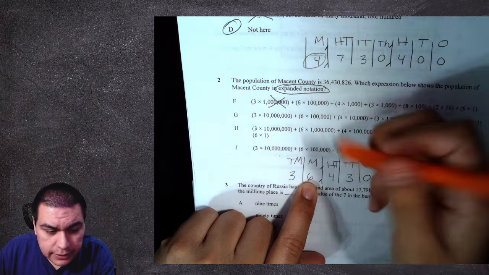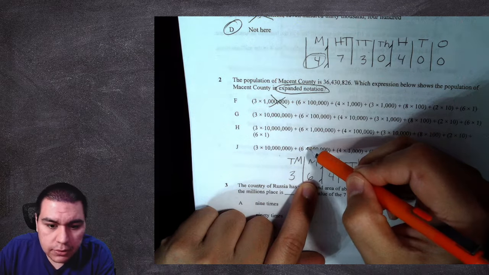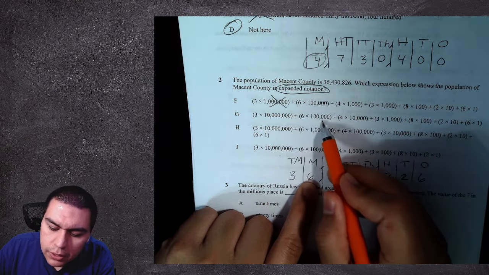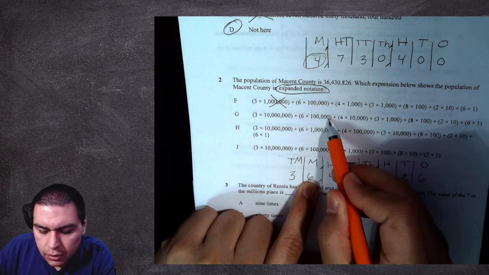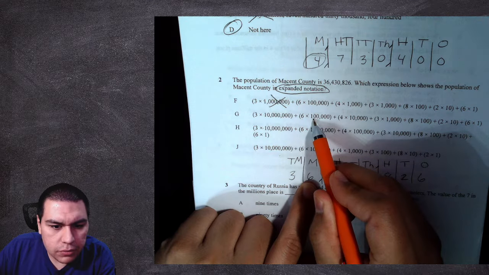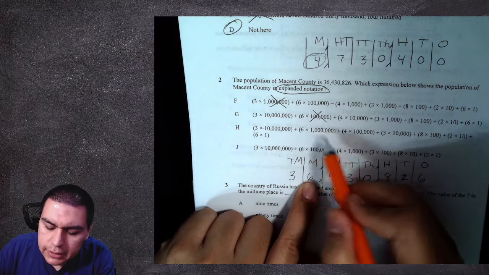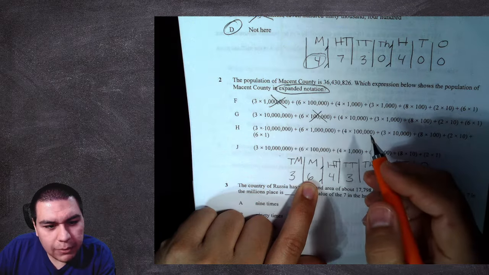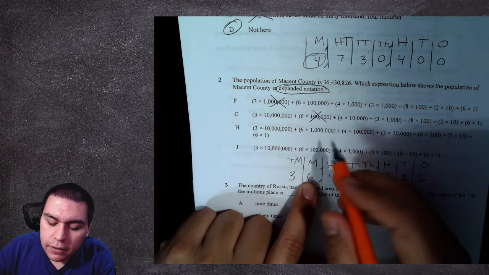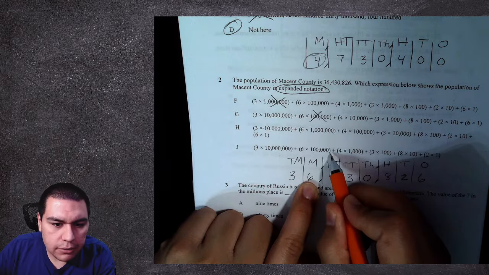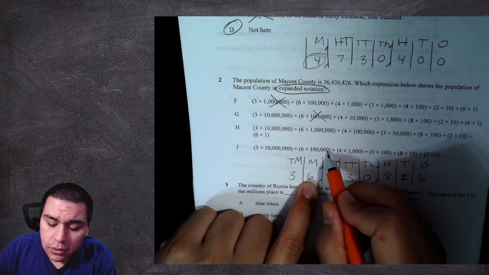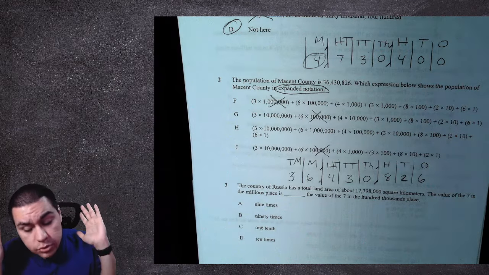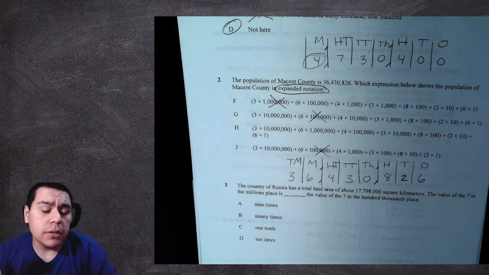Let's check all my answer choices. 6 times. Let's check how many zeros they use. 6 times 100,000. Oh, that's very close, but there's only 1, 2, 3, 4, 5 zeros. 6 times 1 million. If I check the zeros, 1, 2, 3, 4, 5, 6. That one's good. If I check J, 6 times 100,000. Again, very close, but if I count the zeros, 1, 2, 3, 4, 5. Well, I got rid of all my answer choices except for one. So, Nakai, what answer choice should I pick? What's left?